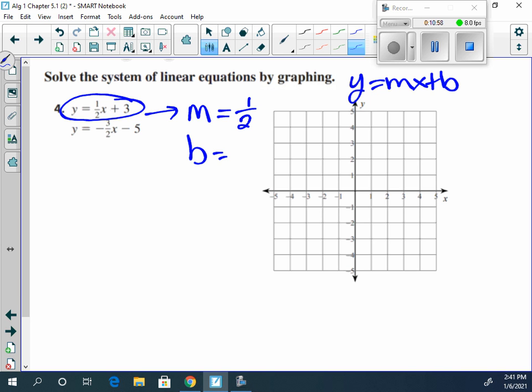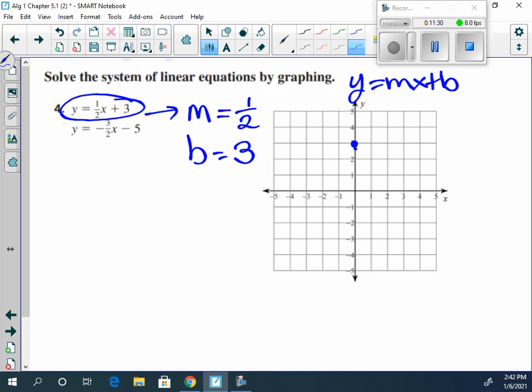It is 1/2 because the slope is in front of the x. So since we have 1/2 x, the slope would be 1/2. Now the y-intercept comes from the plus b, and the b value for this is 3. So the y-intercept is positive 3. And again, now that we have the slope and y-intercept, we can start out at the y-intercept. So I'd go up to 3 on the y-axis and make a point.